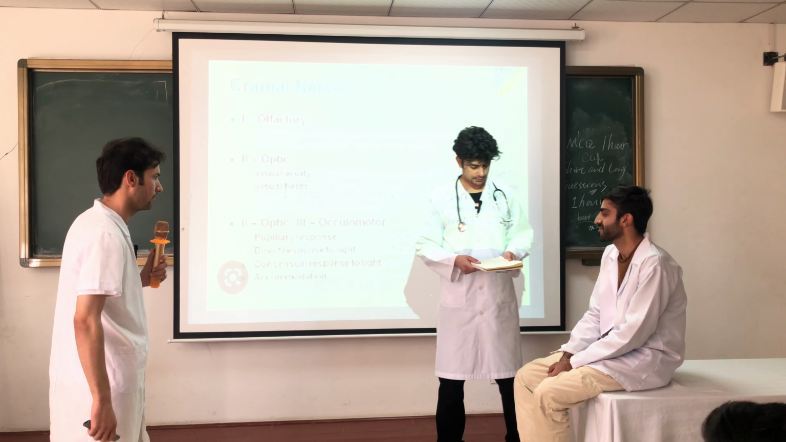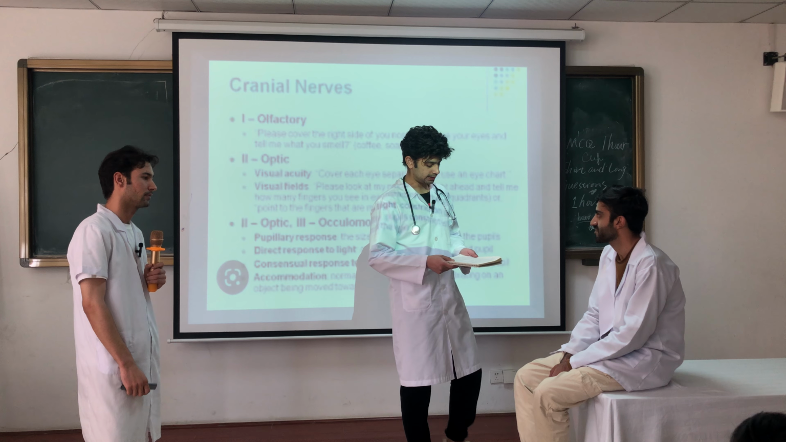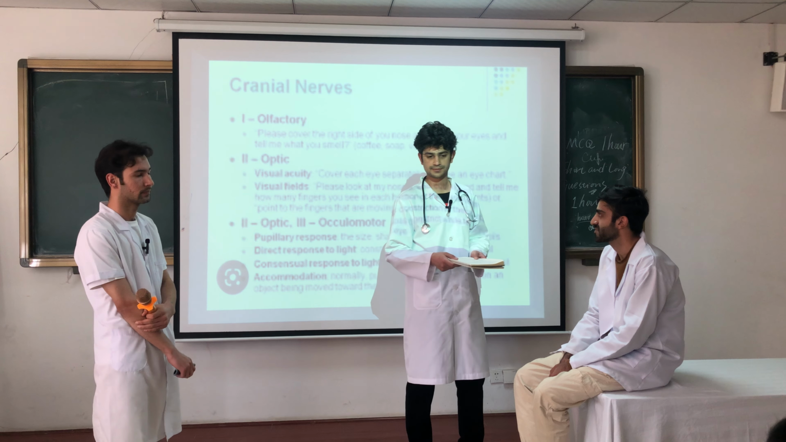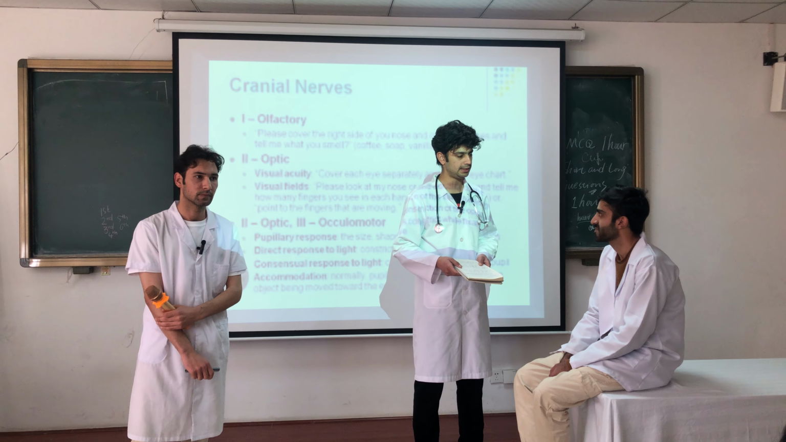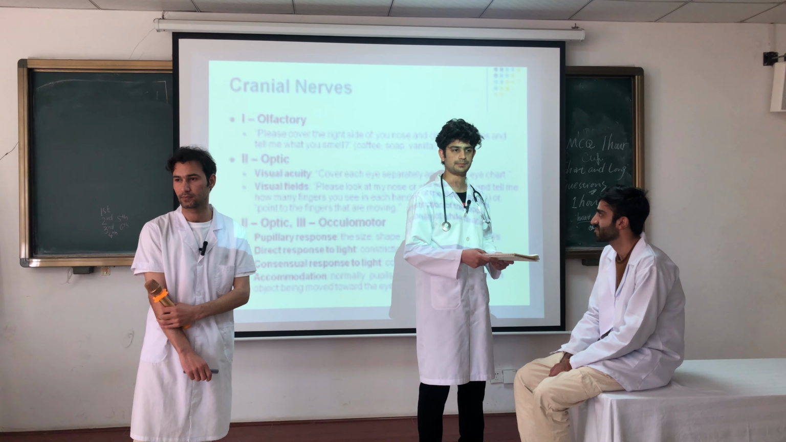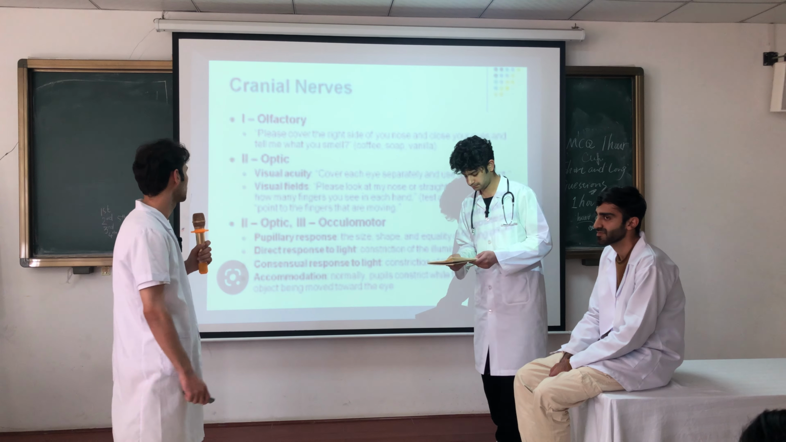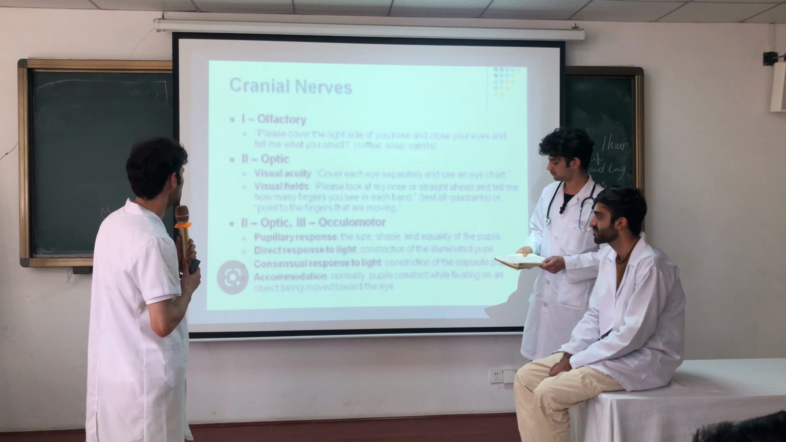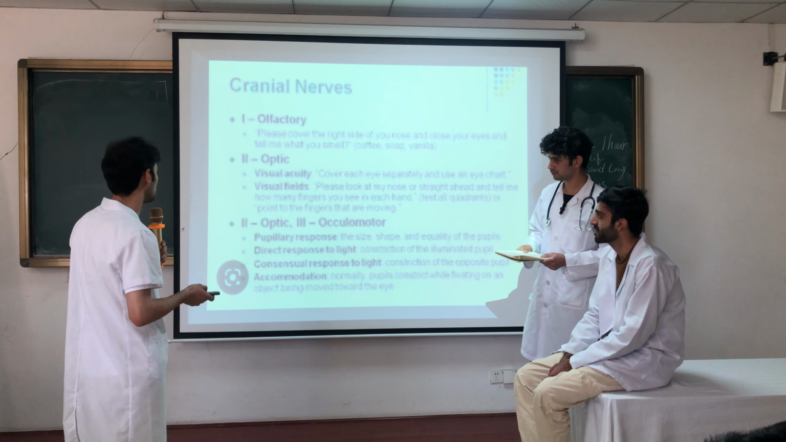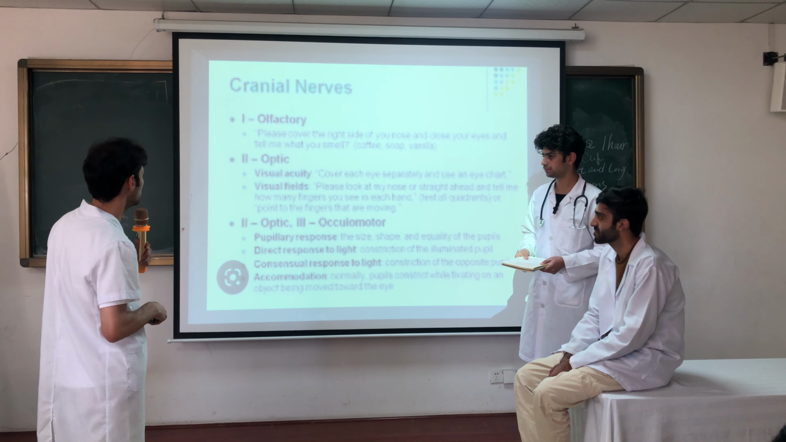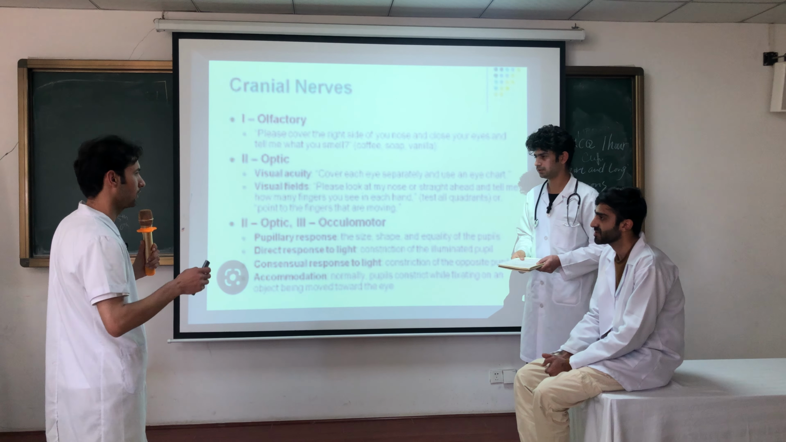So Dr. Hassan will perform. First we need to check the first nerve, that's the olfactory nerve. For this you have something for smell, like vinegar or spirit, and you ask the patient to distinguish between the smells. That's for smell. And the second nerve is the optic nerve. To check the optic nerve, we have to see the visual acuity, visual field, and eye movement.